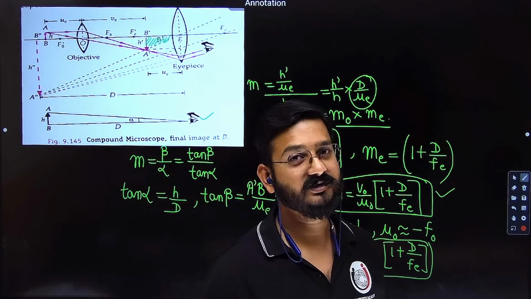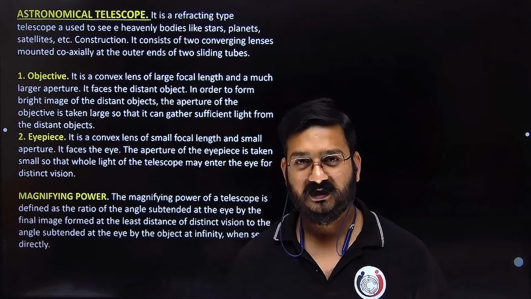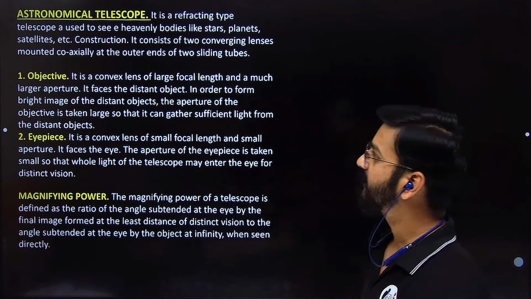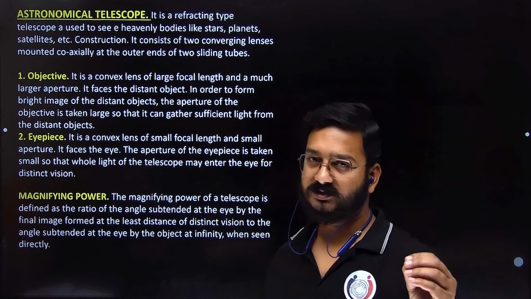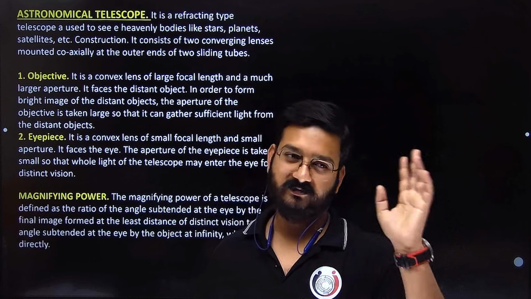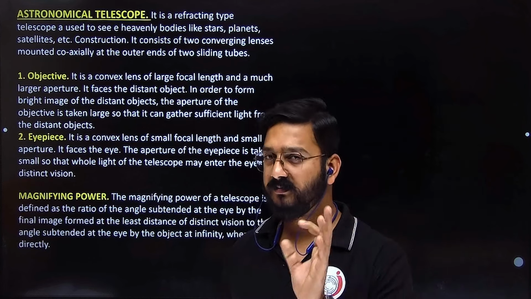Let's move to the next optical instrument, which is the astronomical telescope. Okay, students, now let's discuss the astronomical telescope. The astronomical telescope is basically a refracting telescope. There are again two types of telescope, refracting and reflecting. In refracting, a lens will be used. In reflecting, a mirror will be used.